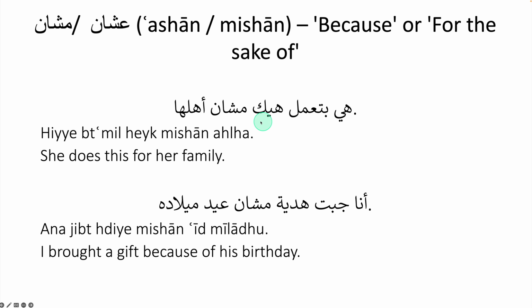هي بتعمل هيك مشان أهلها. هي بتعمل هيك, she's acting like this, or she does this. مشان, for أهلها, her family. هي بتعمل هيك مشان أهلها, she does this because of her family or for her family. أنا جبت هدية مشان عيد ميلاده. أنا جبت, I brought, هدية, a present, a gift. مشان, because. عيد ميلاده, his birthday. So عيد ميلاد is a birthday, and that's the object pronoun for he third person, so that means his. أنا جبت هدية مشان عيد ميلاده.